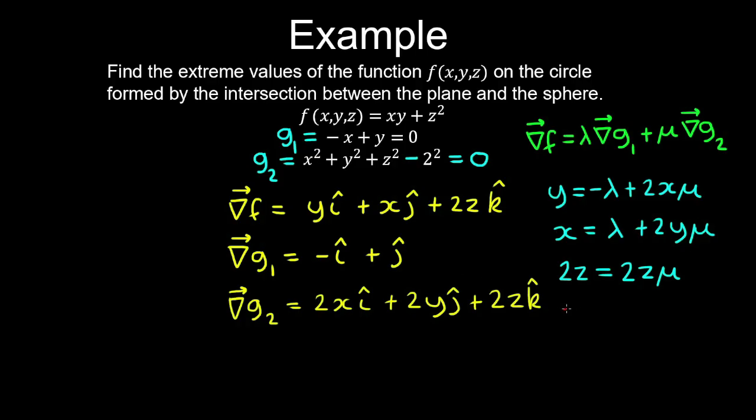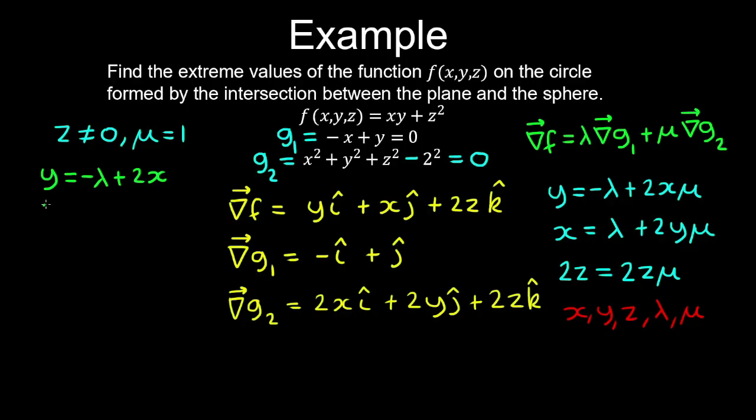And what we're looking for are values of x, y, and z, and the Lagrange multipliers that satisfy these equations, and also the constraint equations. So firstly, we'll look at the case where z is not equal to 0, meaning that mu must be equal to 1 in this case. So from the first equation, we get y is minus lambda plus 2x, and from the second equation, we have x is lambda plus 2y. And adding these equations together, we get y plus x is 2x plus 2y.